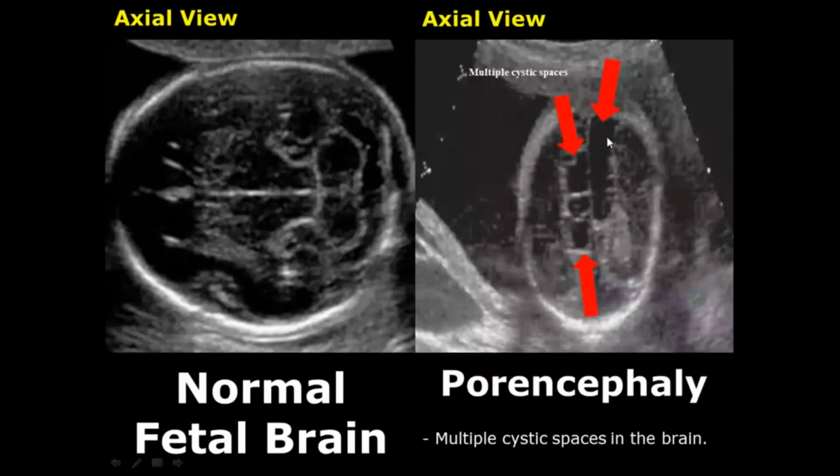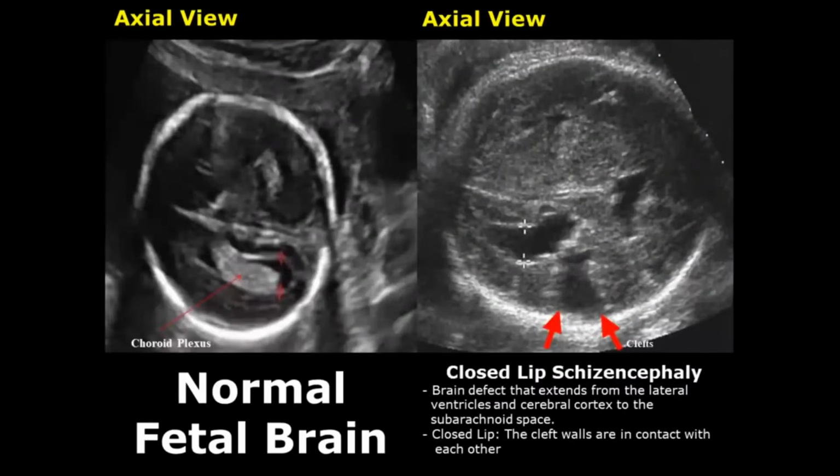Porencephaly is defined as multiple cystic spaces inside the brain. Here we can see 4 separate cystic spaces. Schizencephaly presents as clefts inside the brain. There are mainly 2 types, open lip and closed lip. These clefts extend from the lateral ventricles all the way to the subarachnoid space, which means they will be reaching the skull bones on this image.